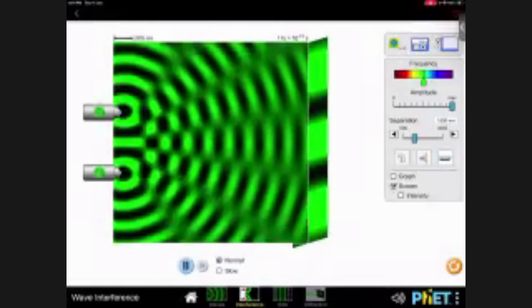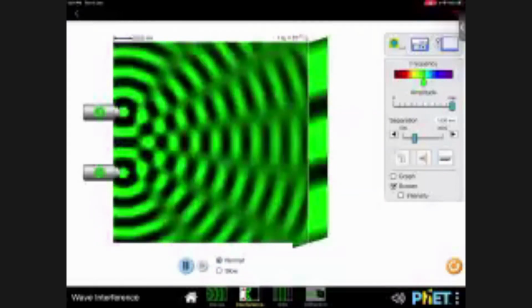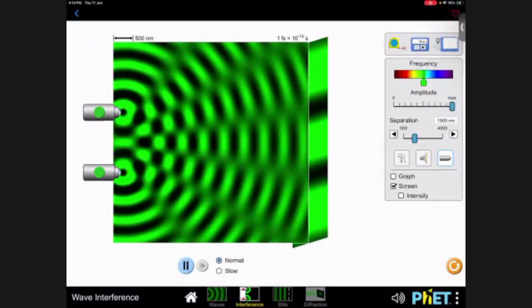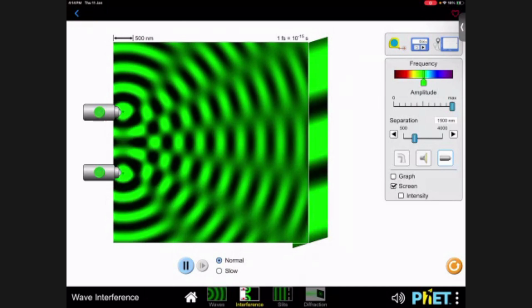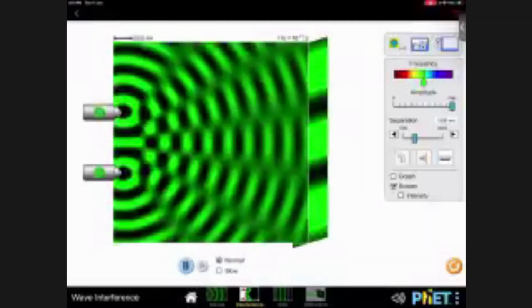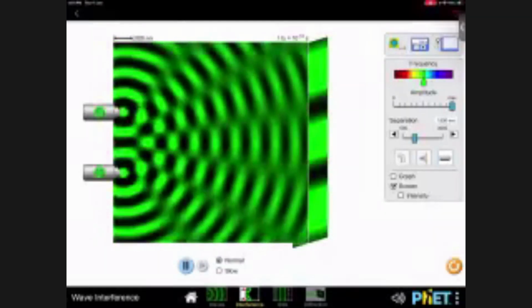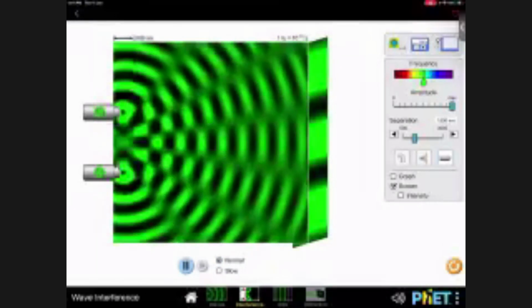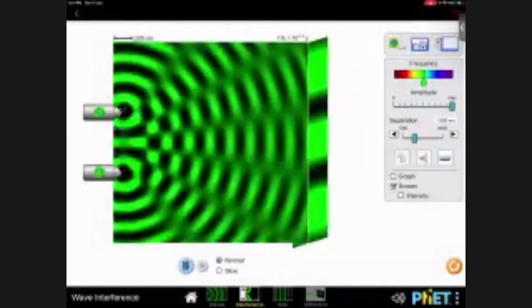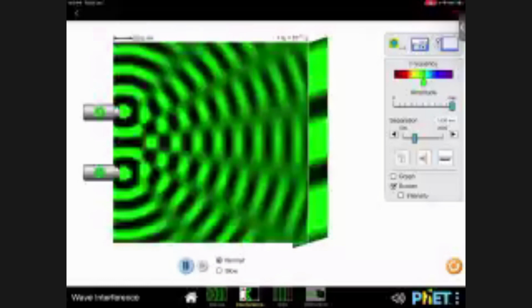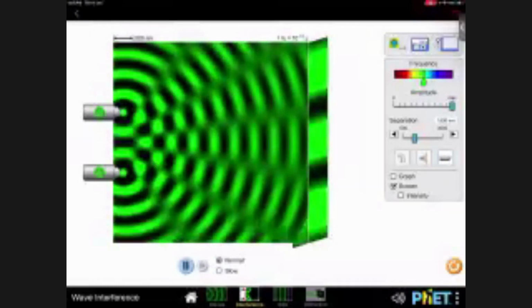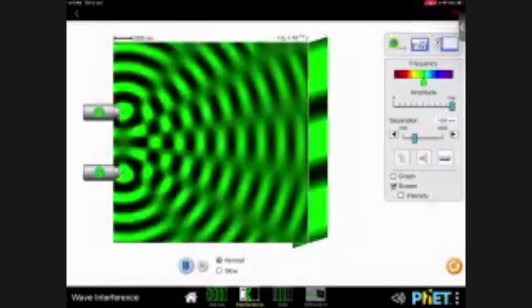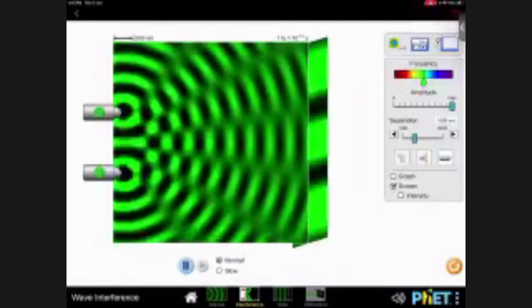X is the fringe separation, the gap between fringes vertically. Let's see that happen or not. So for shorter wavelength, red or blue? Shorter wavelength, blue, right?